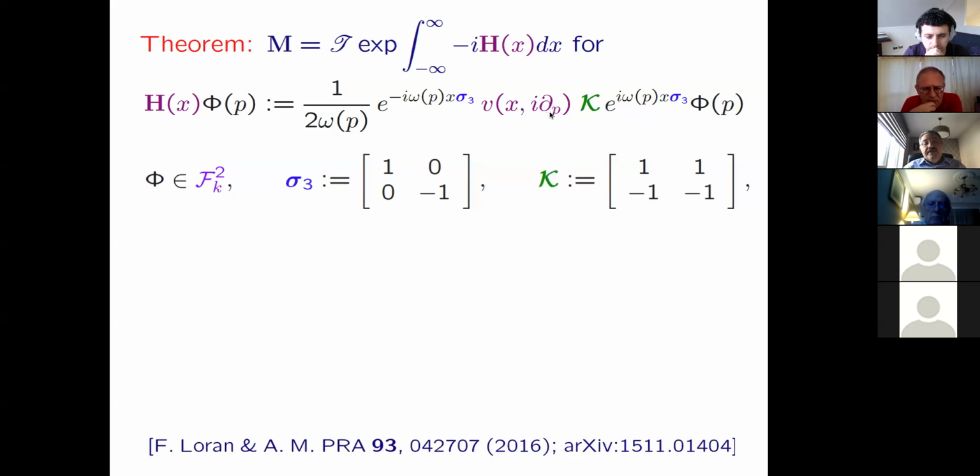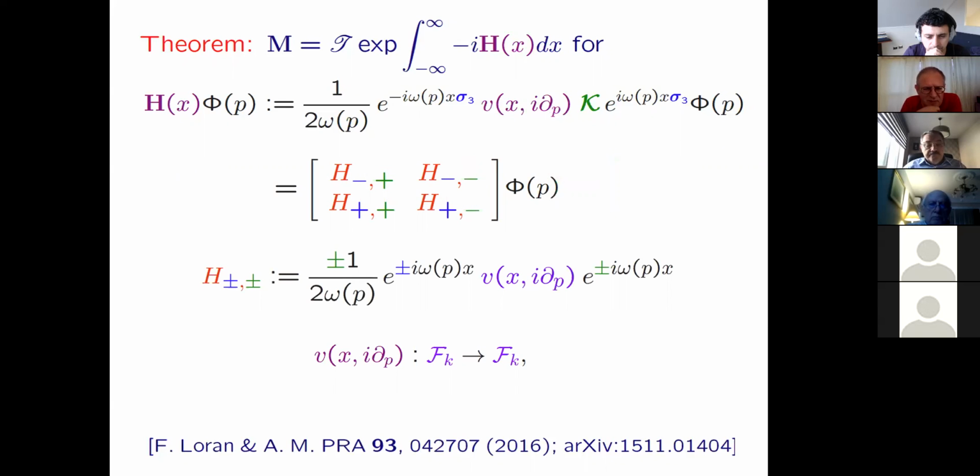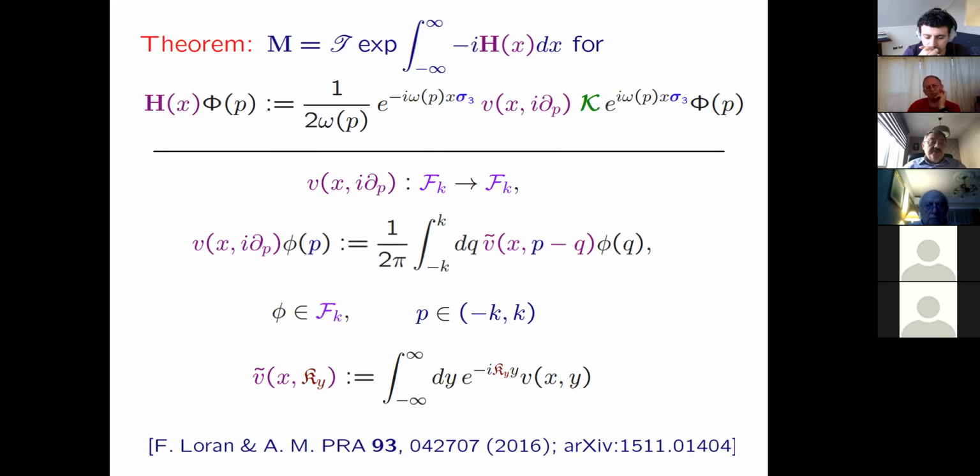And this V of i del p, formally it's what you get by replacing y by i times the derivative with respect to p, but you can make it more rigorous. This is a more explicit form of this Hamiltonian. So it's a 2x2 Hamiltonian. Each of these entries is an operator, and it's a non-local operator. Actually, it's an integral operator. You can show that it acts on this function space f_k according to this convolution integral. So V tilde is the Fourier transform of the potential with respect to y. You take the Fourier transform with respect to y, you get V tilde, you substitute here, and then you perform this integration, and that defines this V. It's a linear operator, but it's non-local, it's an integral operator.